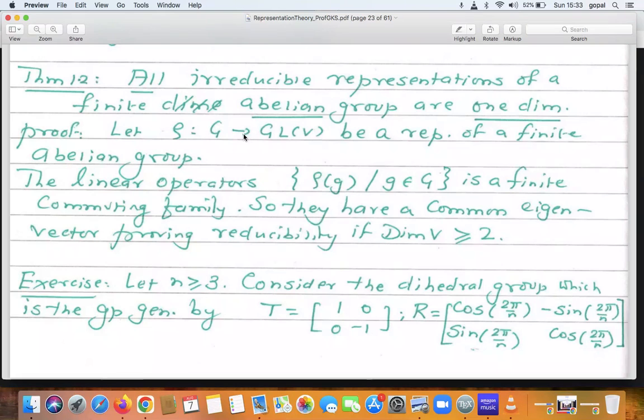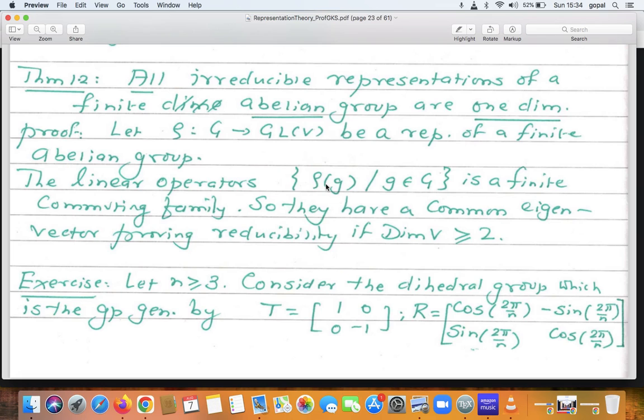Let us take a representation rho where G is a finite abelian group. Let us look at the linear transformations rho G, where g varies over G. This family of linear transformations is a commuting family. A commuting family of linear transformations has a common eigenvector. Remember, we are working over the field of complex numbers. It's extremely important that here the field is the field of complex numbers. All these linear transformations have a common eigenvector. If you work with the field of real numbers, there may not be any eigenvector because there may not be any eigenvalue.